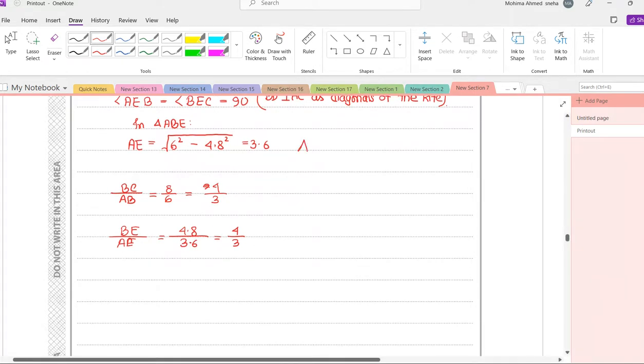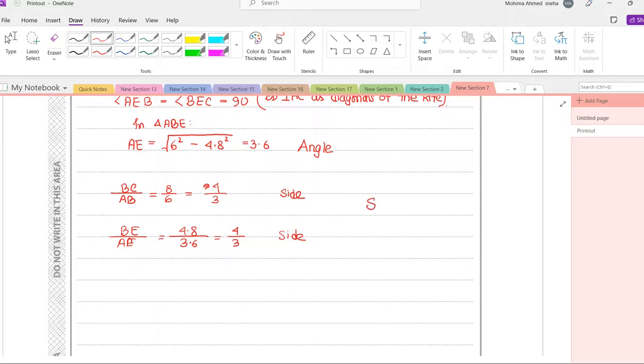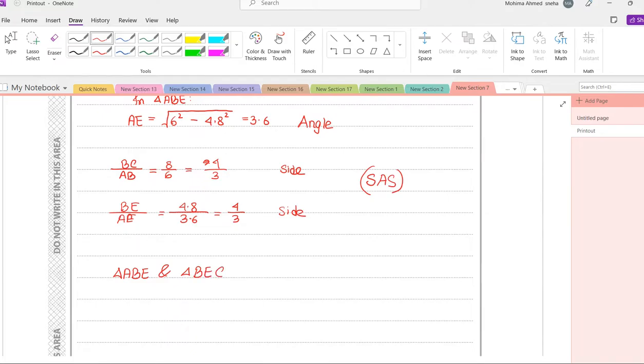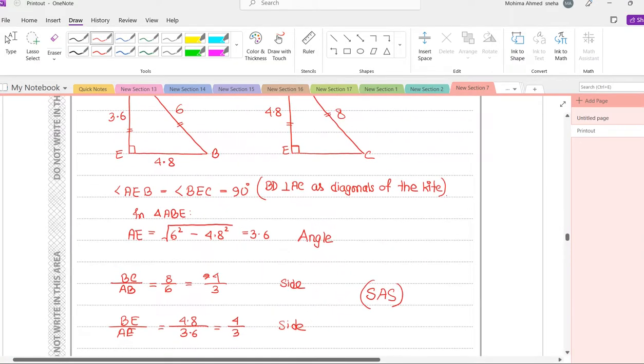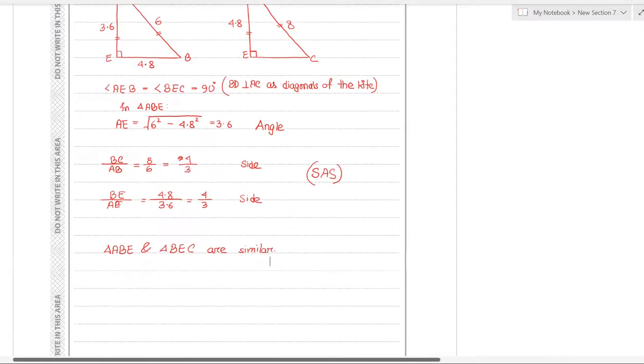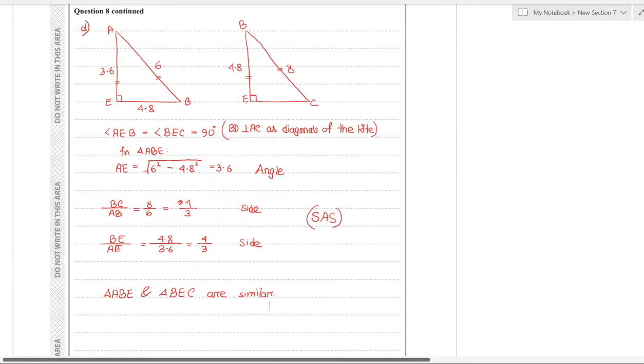This is basically angle, side and side. So it refers to the SAS explanation of the mark scheme. So we can just write triangle ABE and triangle BEC are similar at the end. So with this, our question number 8 ends. I hope question number 8 was clear enough for you all to understand. Moving to question number 9.